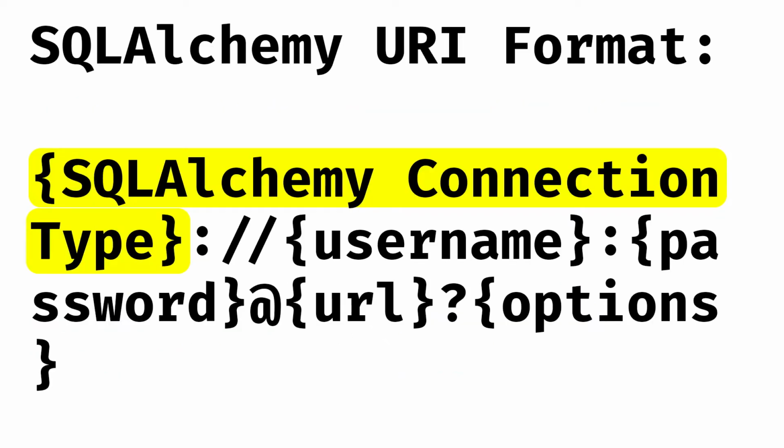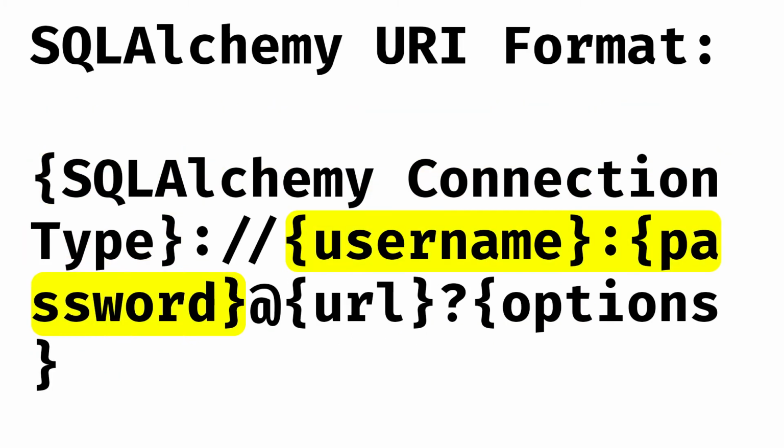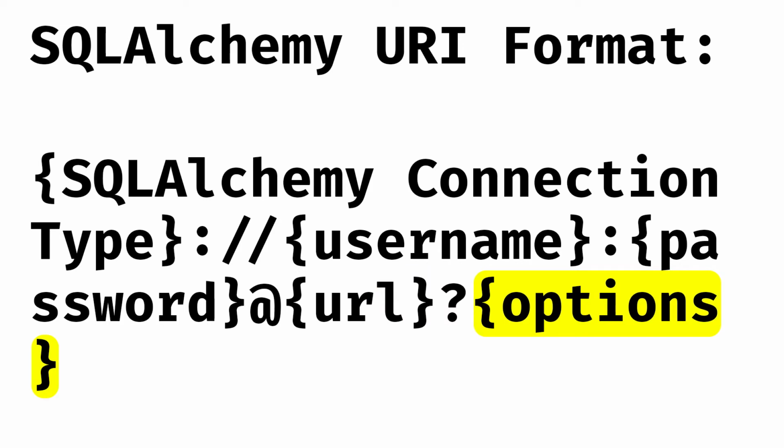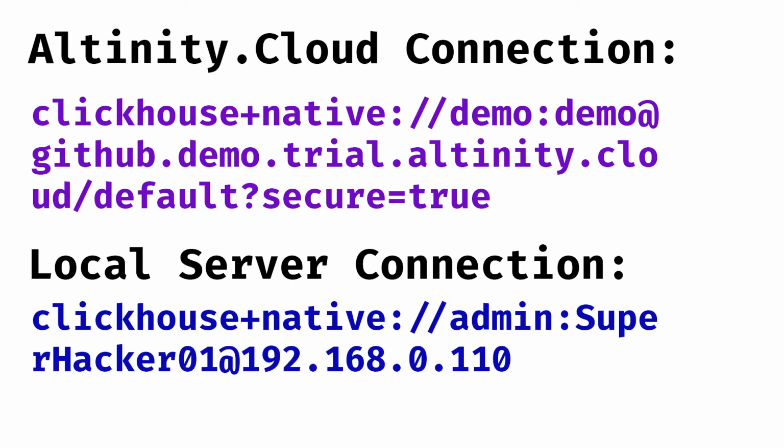First part, the SQLAlchemy connection type, followed by the username, :password, @symbol, and then the URL, question mark, and then any options. So here's two examples on your screen. So let's break down what each of these types and parts are. The SQLAlchemy connection type. This defines the type of connection that we're making and the driver that we're going to use. In this case, we're using ClickHouse native.